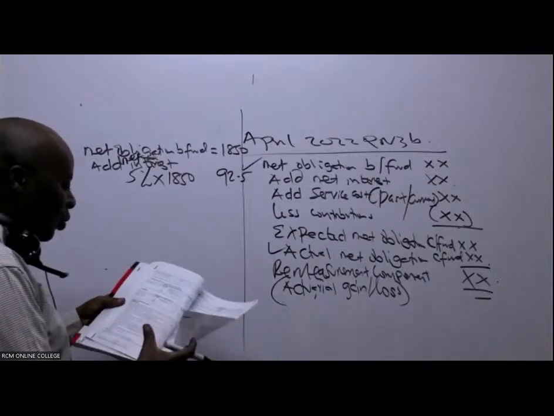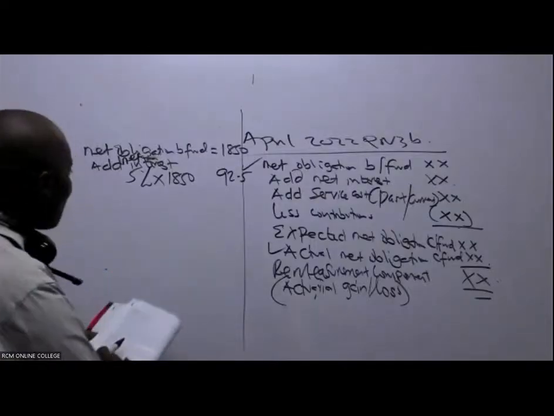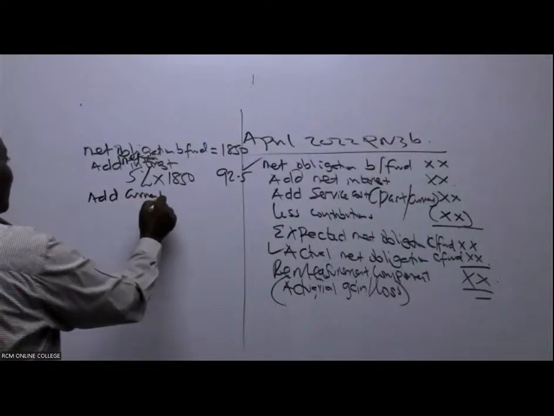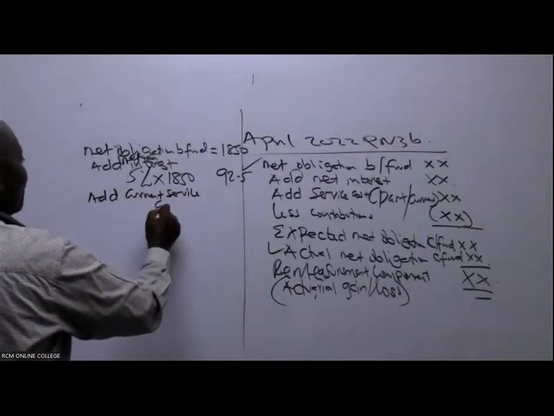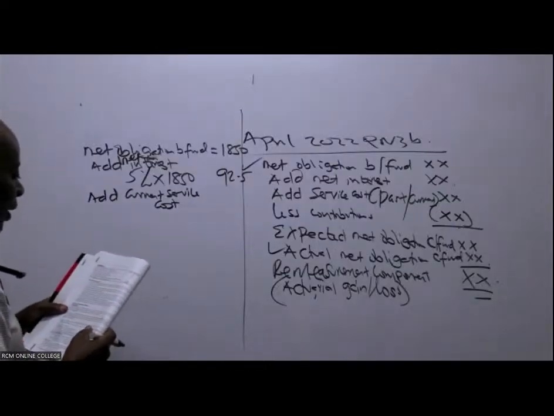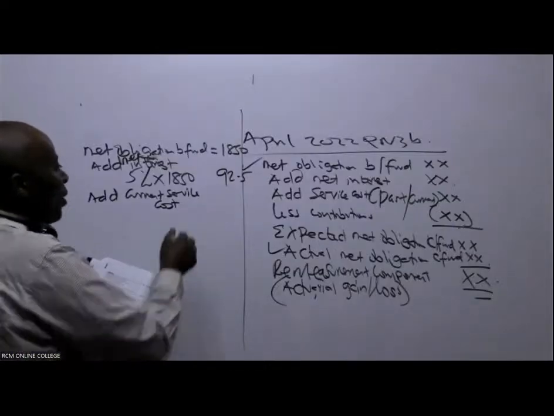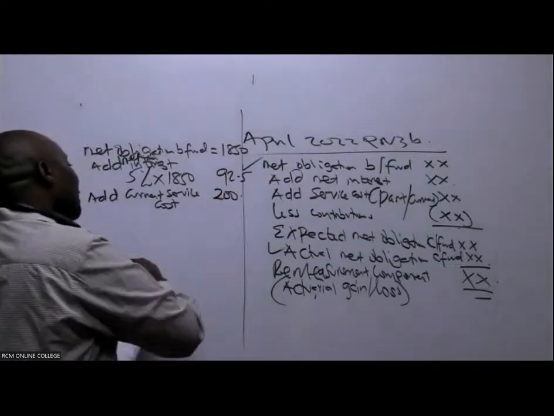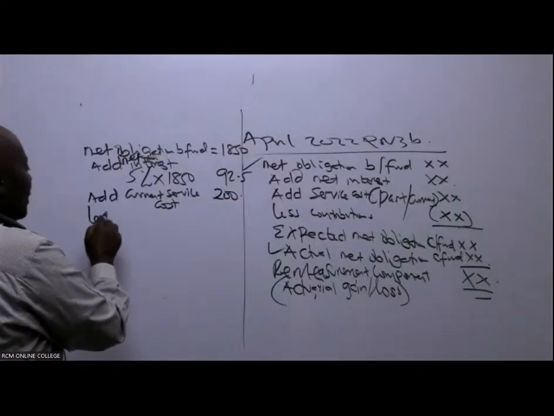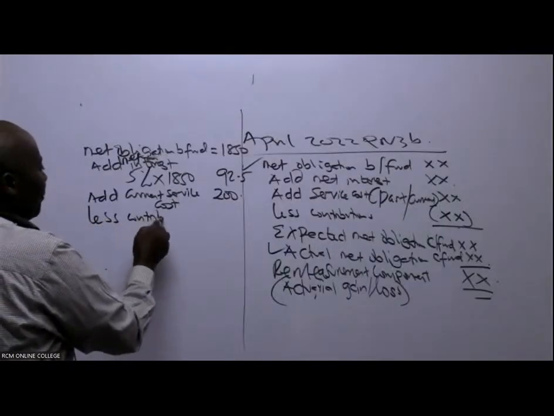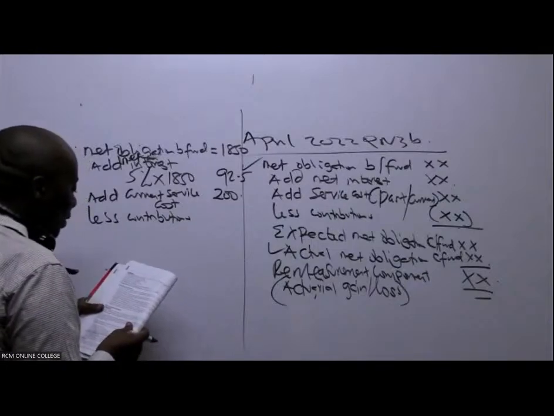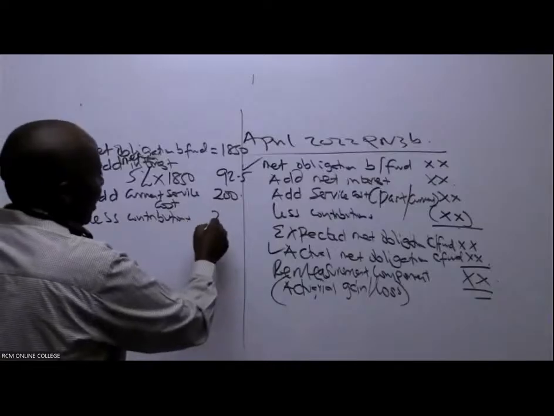service cost. There is service cost. There is current service cost. So again, we add current service cost. So what is the current service cost? It is 200. So are there any contributions that we made to this company? So come and less, in this case, contributions. Less contributions. So the contributions made to the scheme were 225. And that is it.